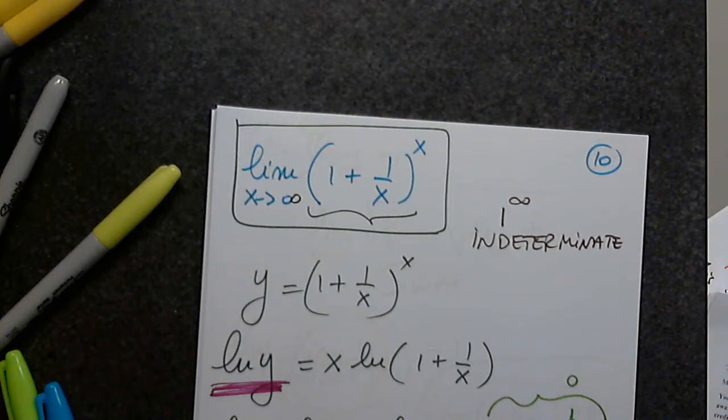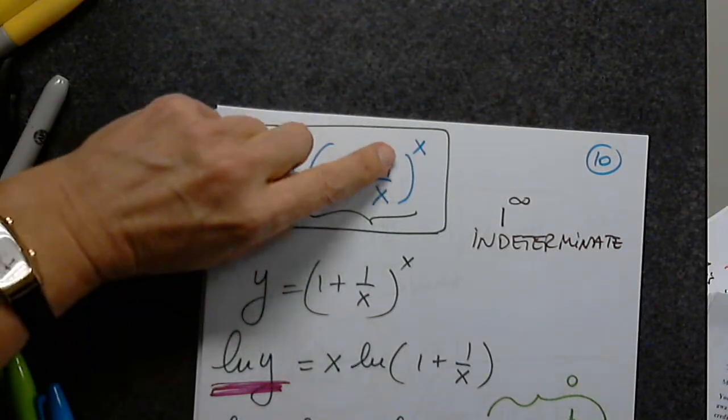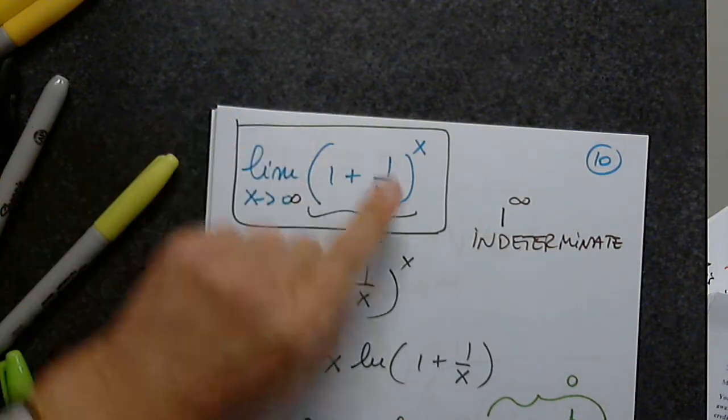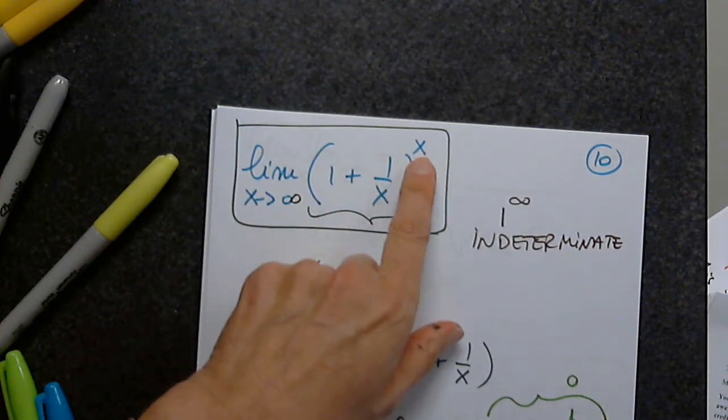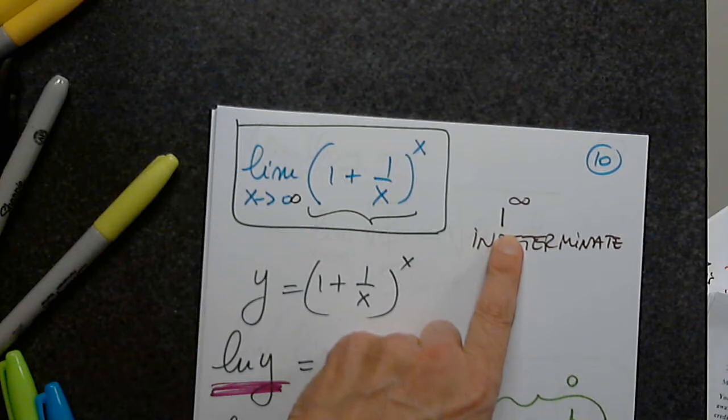If it's not an indeterminate case, it may be just 5 and I'm done. But I have to plug it in. So when I plug in infinity here, we know that this approaches 0. And we know that 0 plus 1 is 1. And when x approaches infinity, this approaches infinity. So this is the indeterminate case.